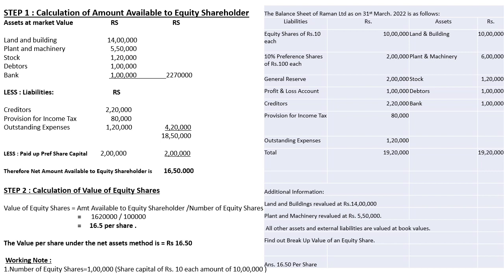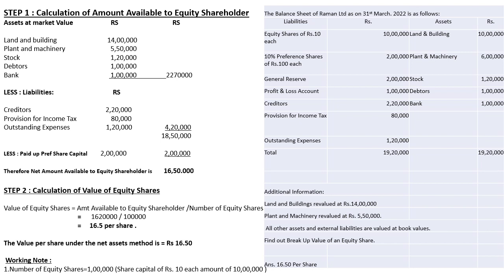Very easy. Just in two steps you have to calculate. You have to solve your problem sum. First step will be calculation of amount available to equity shareholders. In that you have to take all the assets at market value. If the market value is not given in the problem sum, then you have to take the book value. You have to deduct all the external liabilities. So creditors, provision for income tax, outstanding expenses are the liabilities that you will deduct. You will deduct paid up preference share capital, which is 2 lakhs. Then you will get your net amount available to equity shareholders.